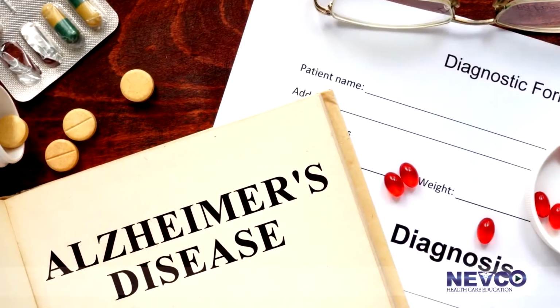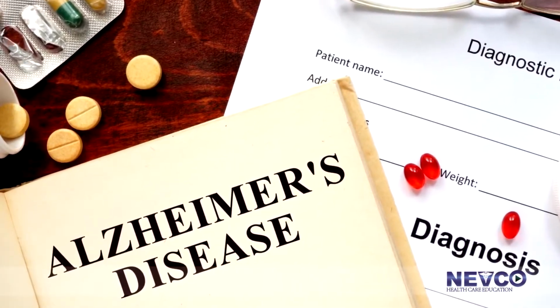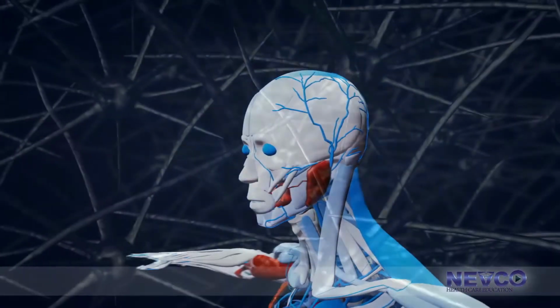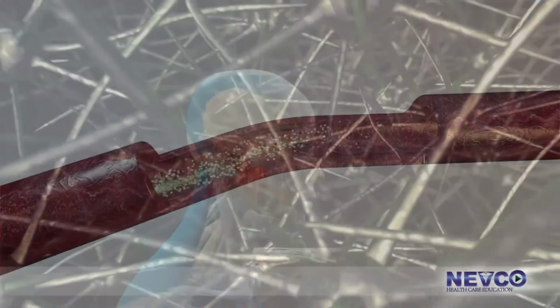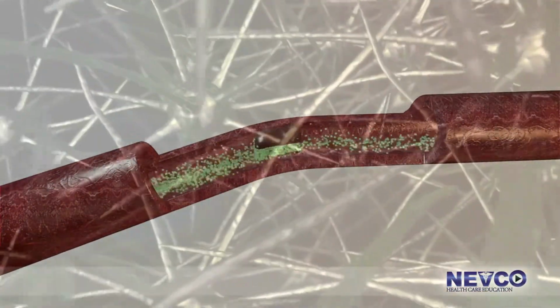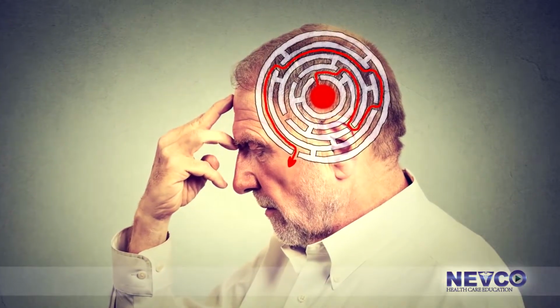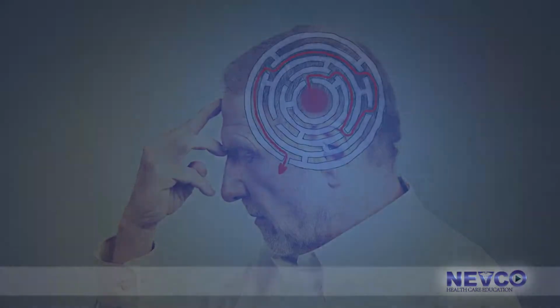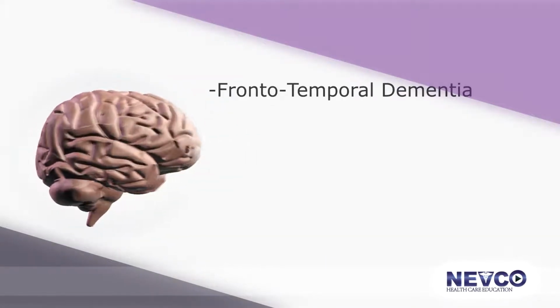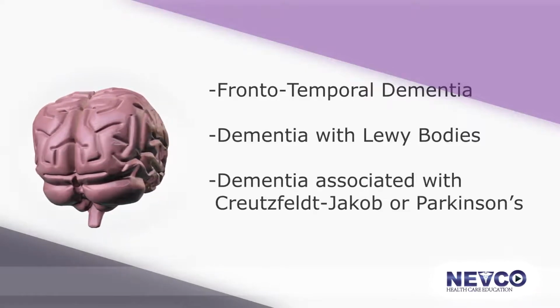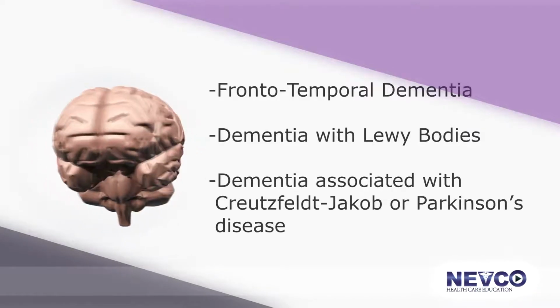Alzheimer's disease is the most common form of dementia. Vascular dementia, another common form, results from reduced blood flow to the brain's nerve cells. In some cases, Alzheimer's disease and vascular dementia can occur together in a condition called mixed dementia. Other types of dementia include frontotemporal dementia, dementia with Lewy bodies, and dementia associated with Creutzfeldt-Jakob or Parkinson's disease.